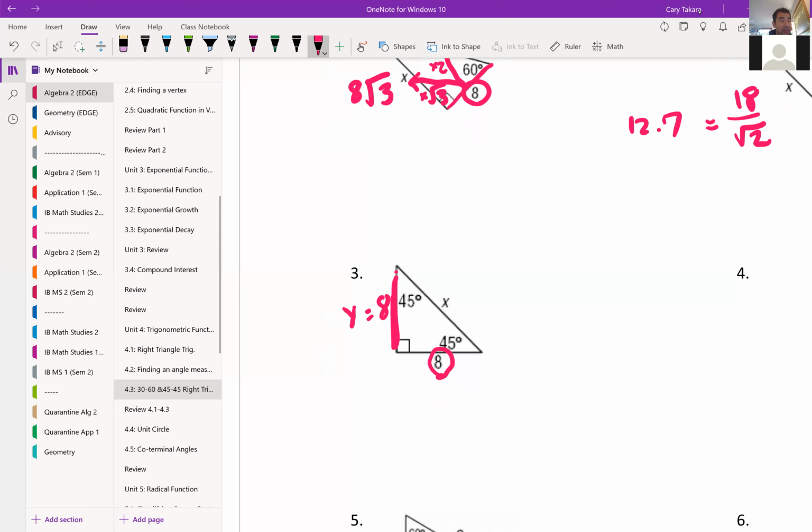How do you find the hypotenuse? I need to scroll up. This is 8. That's 8. And how do you get to the hypotenuse? The hypotenuse is longer, so you've got to multiply by something, right? What do you multiply by?